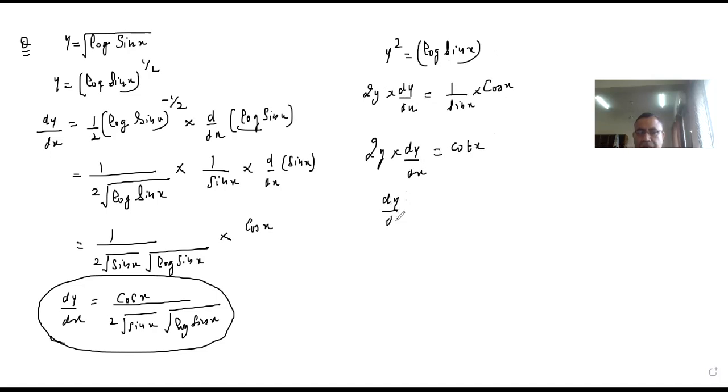So my dy/dx is equal to cot x upon 2y. The value of y is given, substitute the value of y here to get the final answer. So cot x upon 2 times the value of y, which is log sin x. This is the answer.